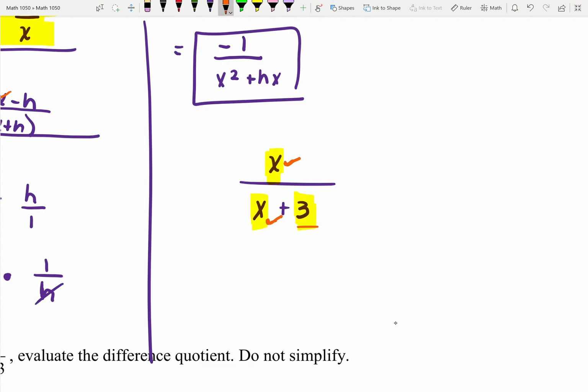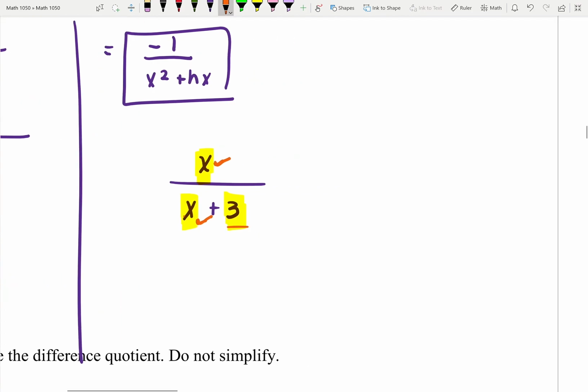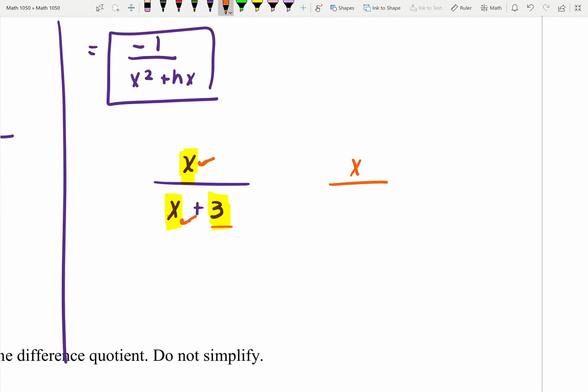These people can't go to the movies without this person. You can't cancel those x's unless everybody has an x, okay? Now what if it looked like this? x over x to the second plus 3x. Look, you guys, here's a best friend, here's a best friend, here's a best friend.